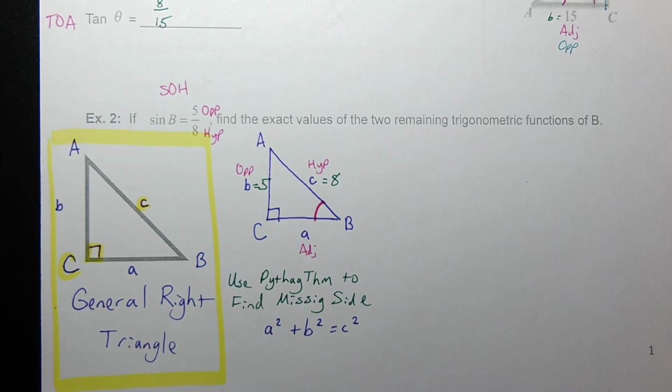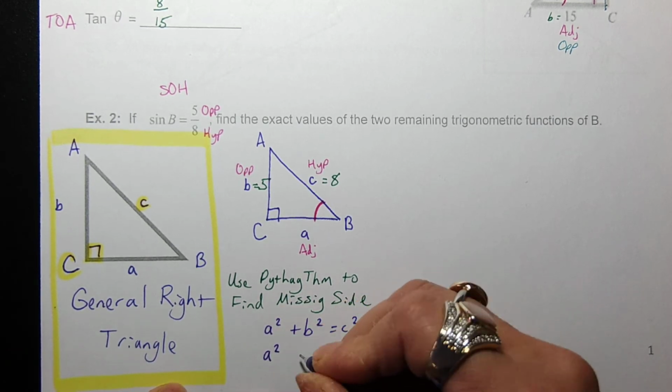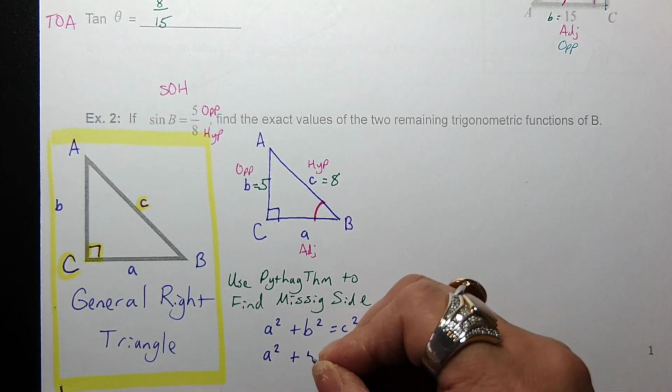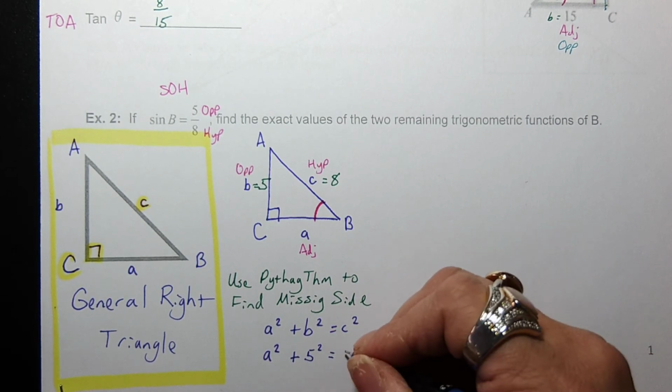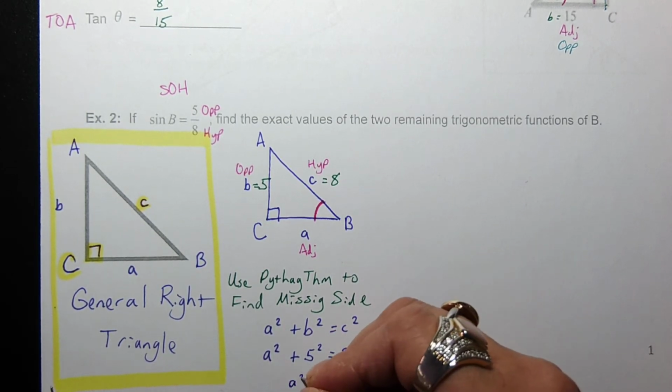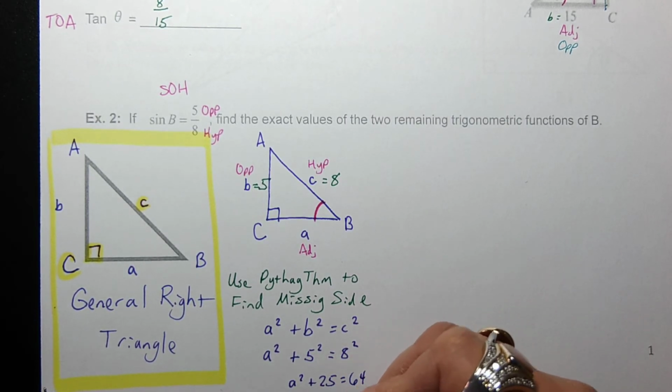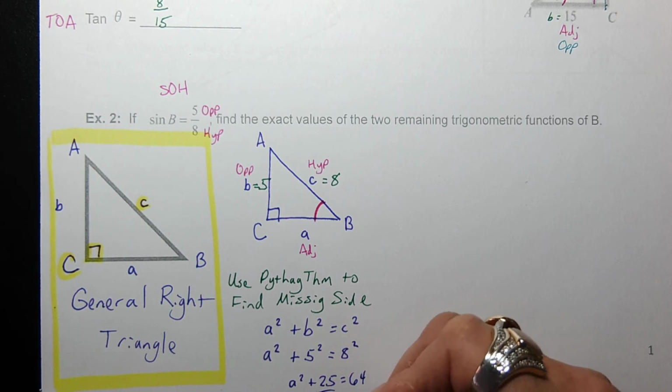Now, a conversation I always have to have with the pre-cal kids is, can I just square root that whole equation and say A plus B is C? Can't do it. If we could, we definitely would. If I don't have to mess around with those exponents of 2, it'd be really nice. It has to be the squares of all of those sides. So A squared plus my B squared is 5 squared, or 25. And my C squared is 8 squared, or 64. So A squared plus 25 equals 64. A squared is 39. Square root, square root.